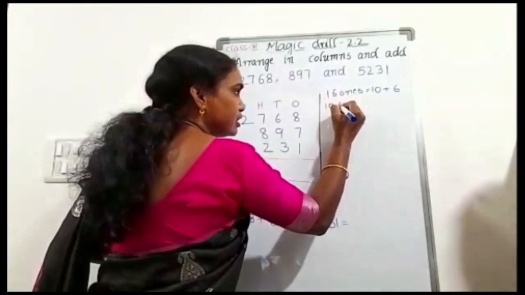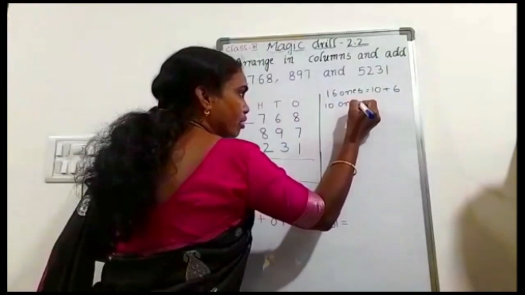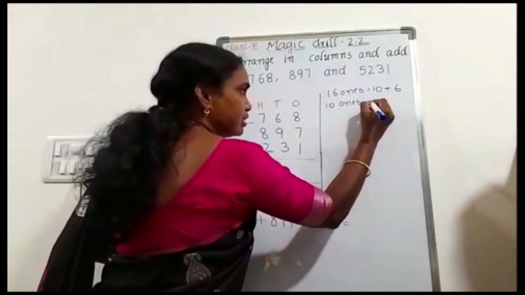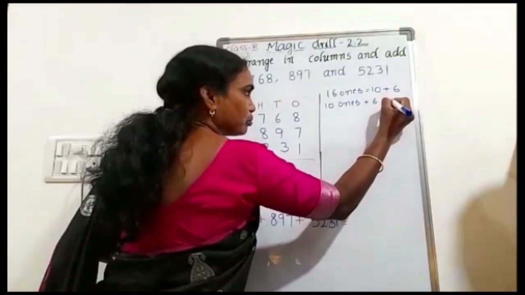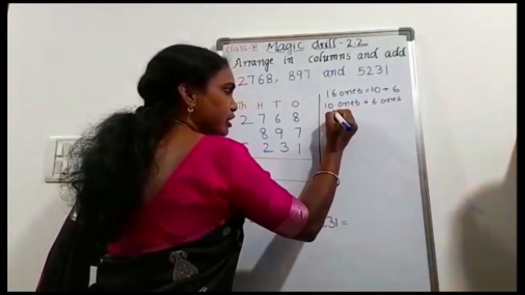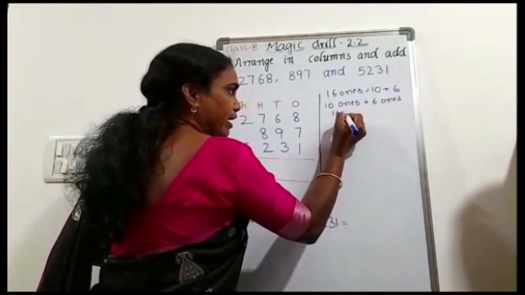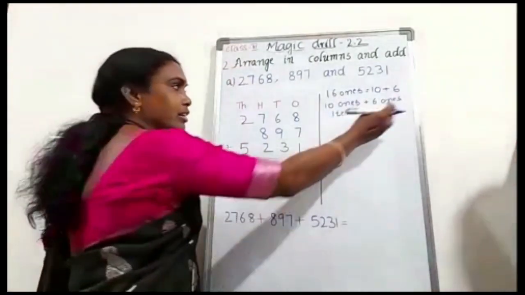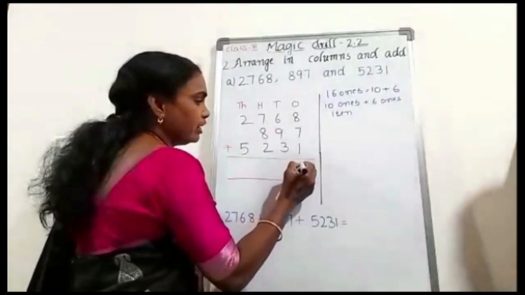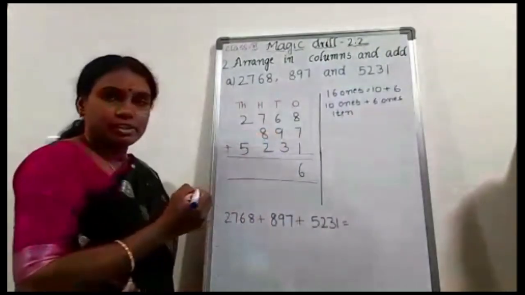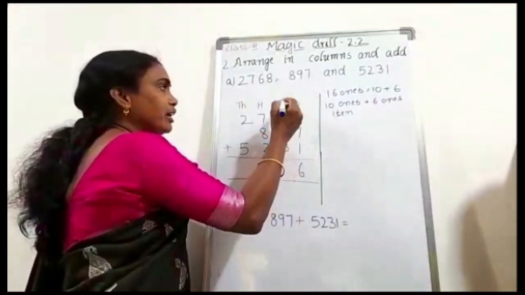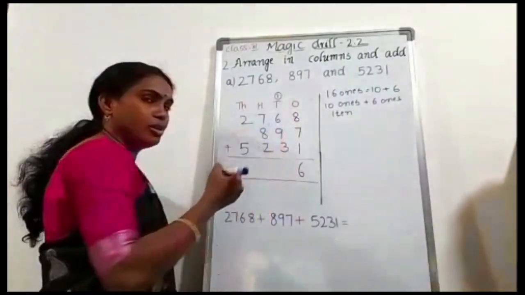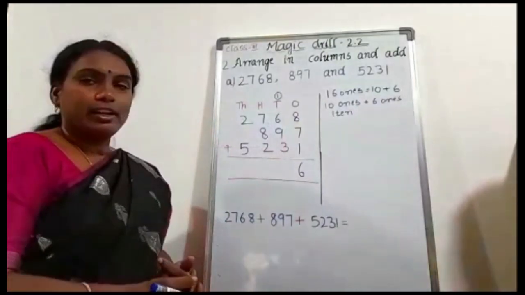The 10 ones plus 6 ones. Okay, children. The 10 ones is equal to 1 ten. The 6 ones is left over. The 6 we write here in the ones column. That 1 ten we regroup to the tens column. Okay, children. Now we add the tens column.